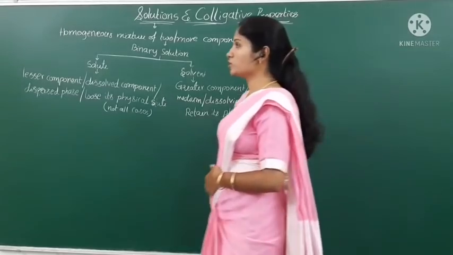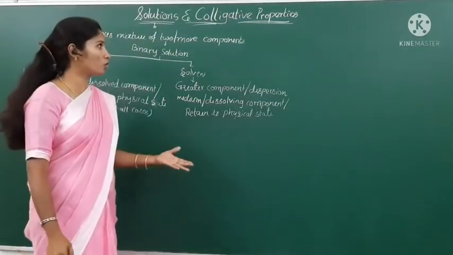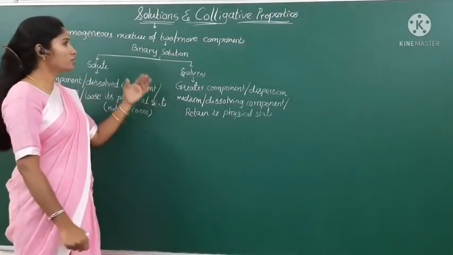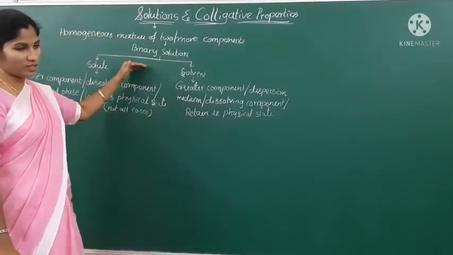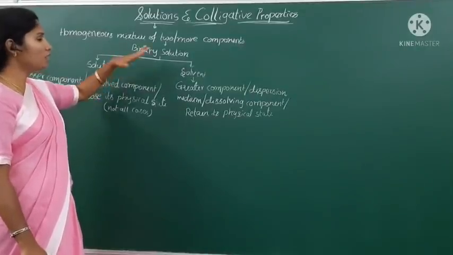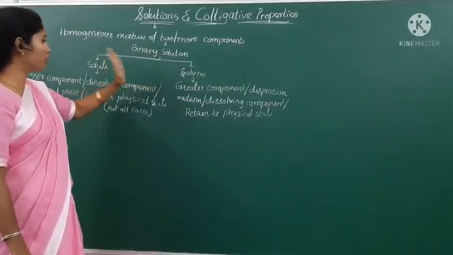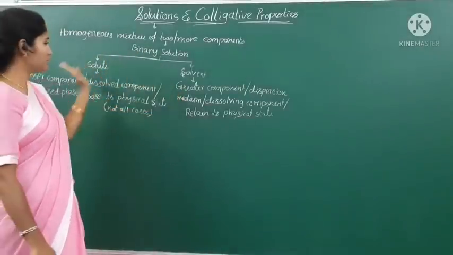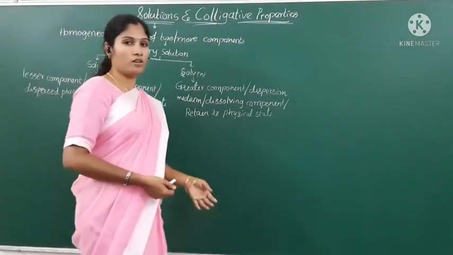So that is about the solution. A homogeneous mixture of two or more components is called a solution. If the solution contains only two components, that is called a binary solution. That means a binary solution contains only two components, solute and solvent. These are the definitions of solute and solvent.